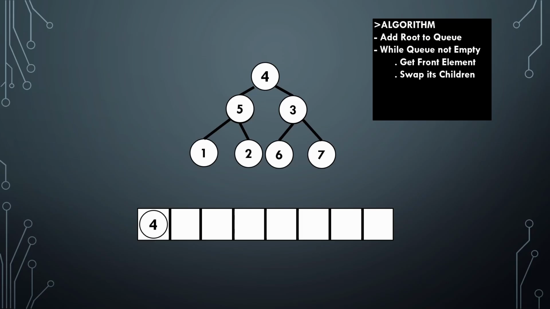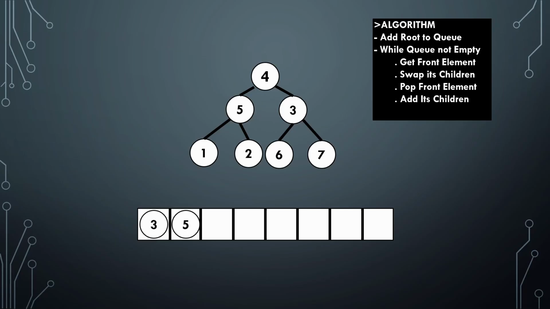Next, we can pop the front element from the queue, and we're going to add the children of 4 to the queue. Now, before we do that, we need to check if its children are null, because if one or both of those children are null, then there is no point of adding null to the queue. In my case, I will add 3 and 5 to the queue, and like this, I can repeat the process.